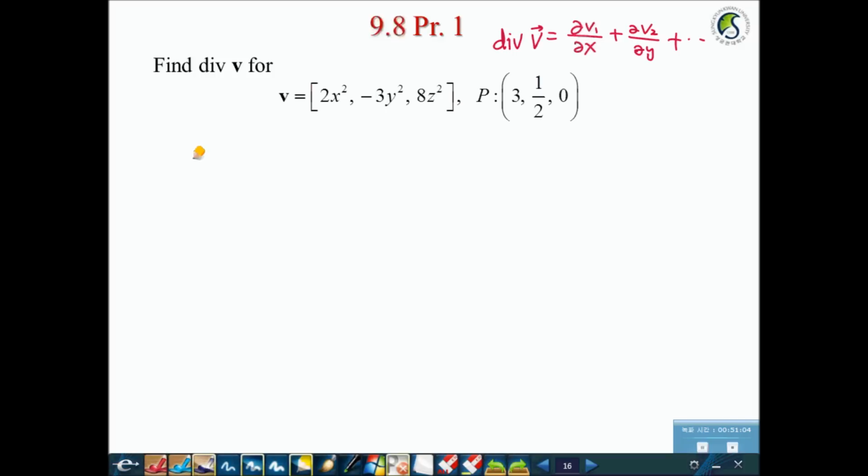Divergence V is 4x minus 6y plus 16z. The partial differentiation, right? And divergence V at P is 9. You just add them. All right?